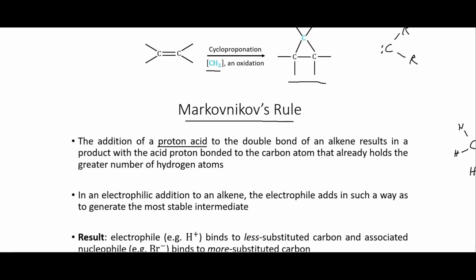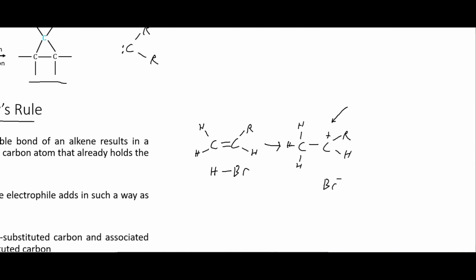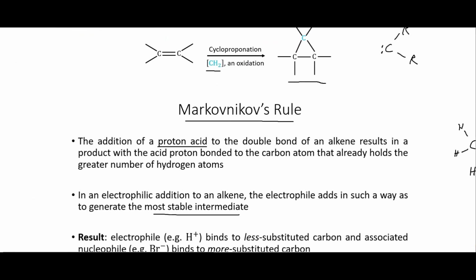Markovnikov's rule. So in an electrophilic addition to an alkene, the electrophile adds in such a way as to generate the most stable intermediate. So the most stable intermediate is going to be the one that has the carbocation on the most substituted carbon right here. So we would rather have a secondary carbocation, for instance, than a primary carbocation. And we would also rather have a tertiary carbocation than a secondary carbocation. And so we're forming that most stable intermediate.